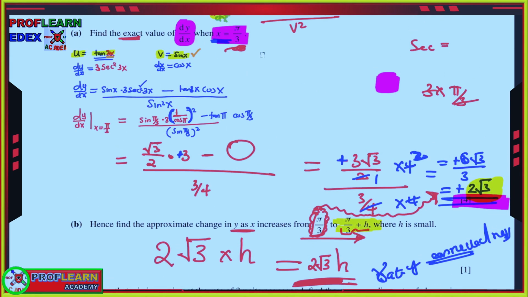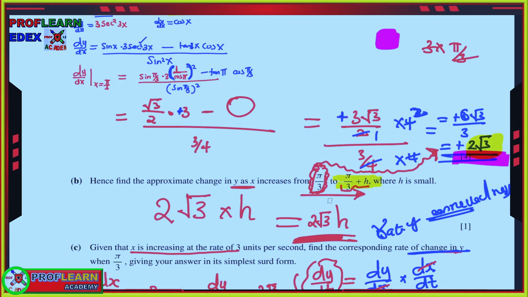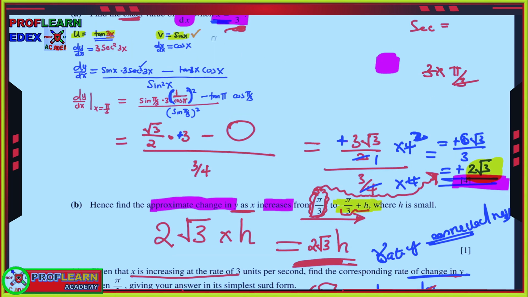So once you have gotten dy dx at x equals pi over 3, look at the question that we are given below here. Find the approximate change in y as x increases from pi over 3, and that pi over 3 is the one that you were told up here, to pi over 3 plus h.